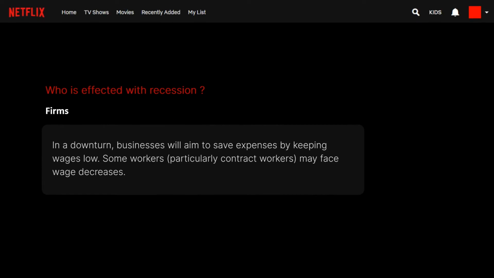Who is affected by recessions? The first one is firms. In a downturn, businesses will aim to save expenses by keeping wages low. Some workers, particularly contracted workers, may face wage decreases.